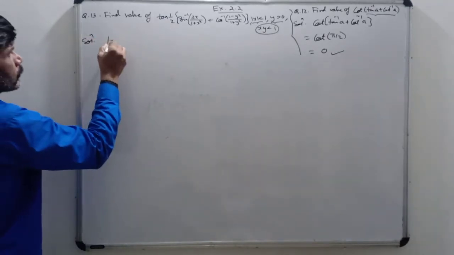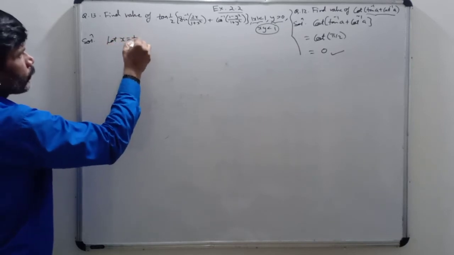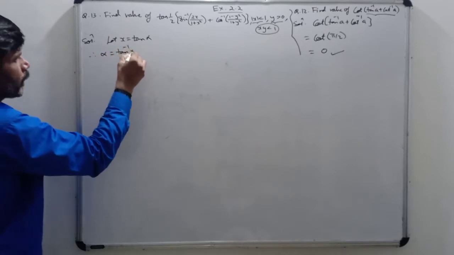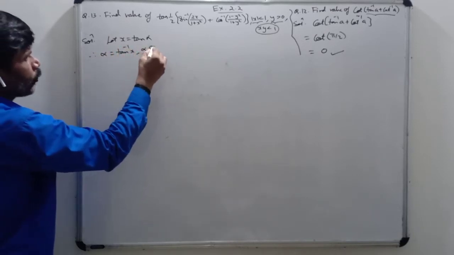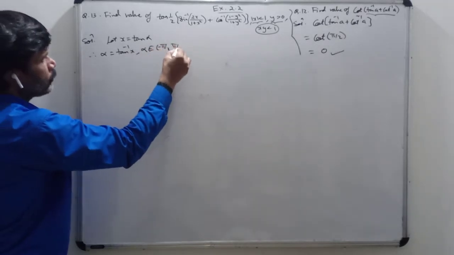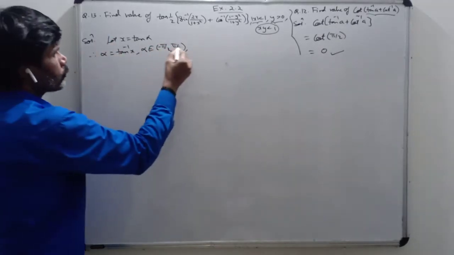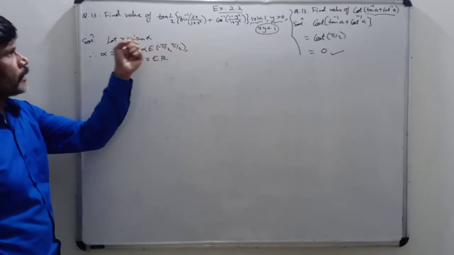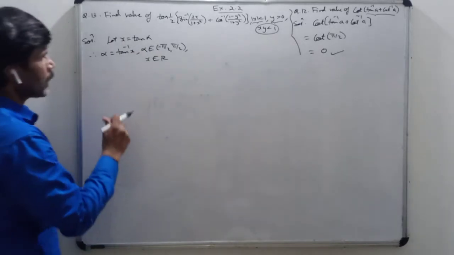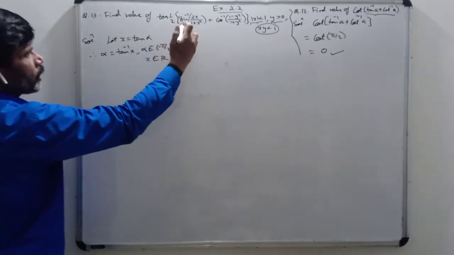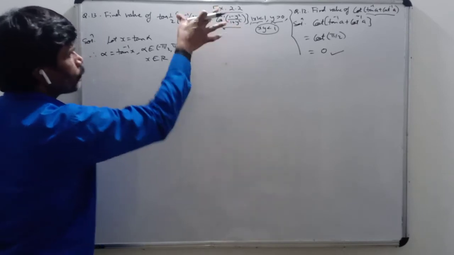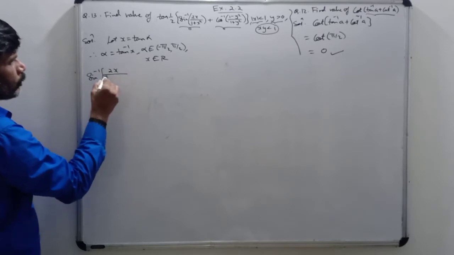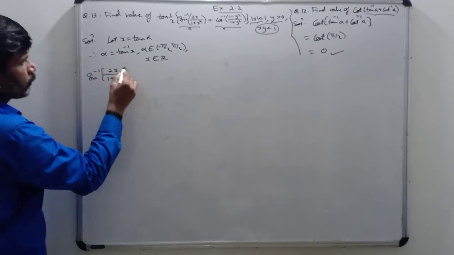I'll assume x is equal to tan alpha. So therefore alpha is equal to tan inverse of x, under the condition that alpha belongs to the open interval minus pi by 2 to pi by 2, and this x should belong to R. Why? The domain of the tan function is the open interval minus pi by 2 to pi by 2 and the range of the tan function is R, or we can say the codomain is R. First of all I'll find out this sin inverse part, then I'll find out the other one and put it back here.